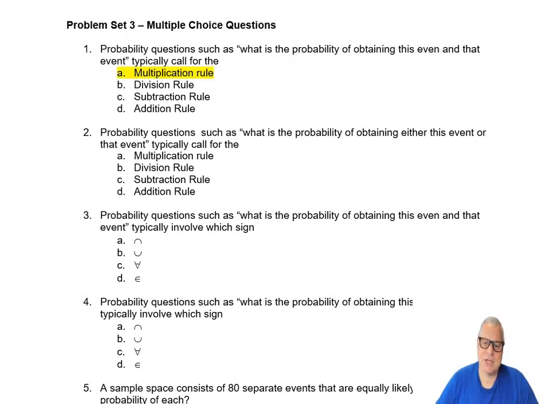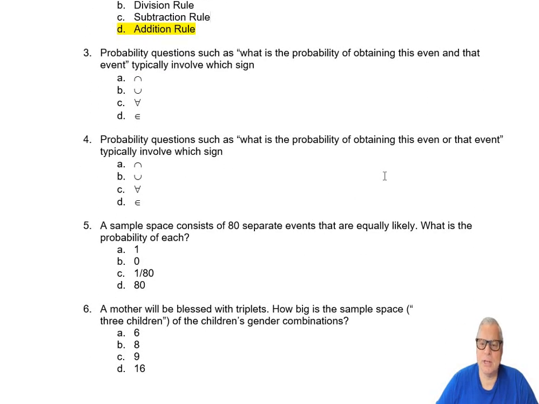Probability questions such as what is the probability of obtaining this event or that event typically call for the addition rule. And there are really no division or subtraction rules. Probability questions such as what is the probability of obtaining this event and that event typically involve which sign? Well, it's the intersection. Probability questions such as what's the probability of obtaining this event or that event? That's the union, and that's B.